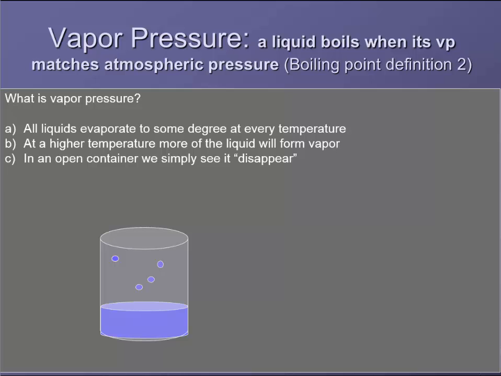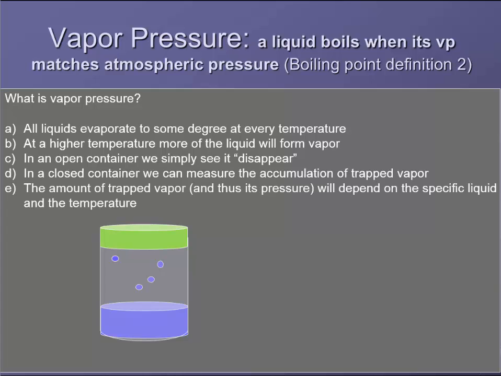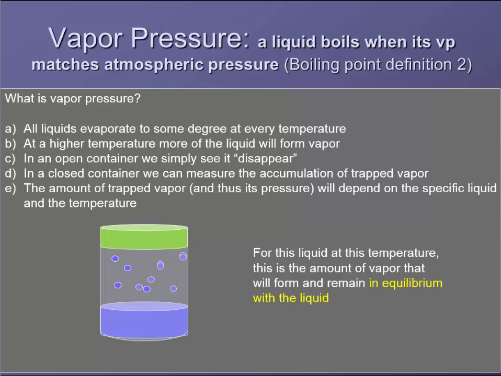But what if we put a lid on the container? Now the vapor is trapped. Molecules in the vapor phase will actually collide with the liquid phase, and some will be pulled back in. There will be a point where we have an equilibrium set up. And for that liquid at that temperature, there's a maximum amount of vapor that forms and remains in equilibrium with the liquid. This is what we define as the vapor pressure of that liquid.